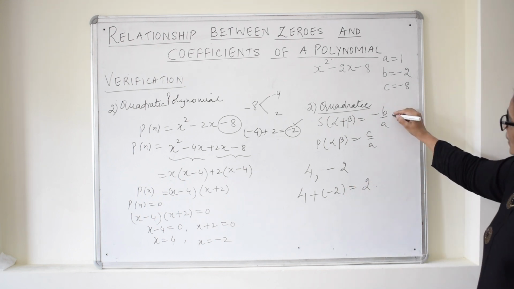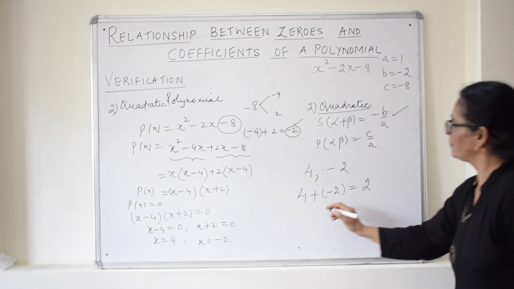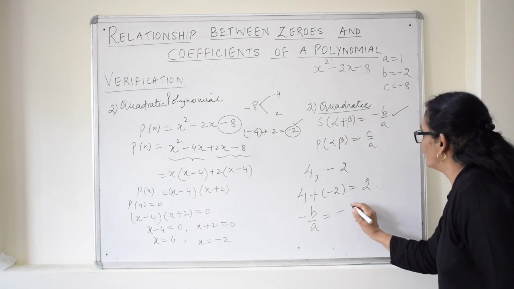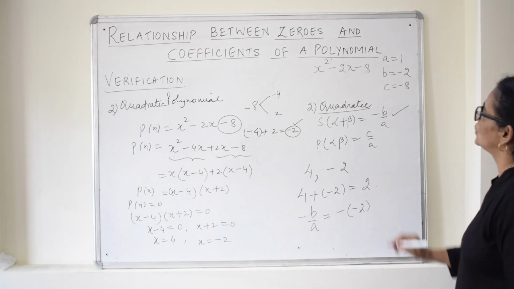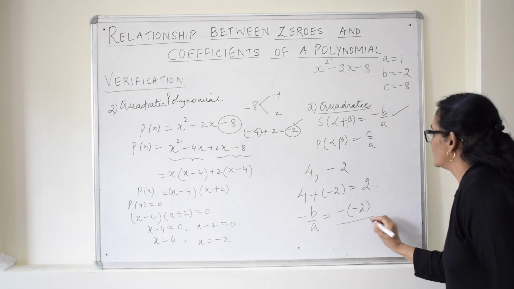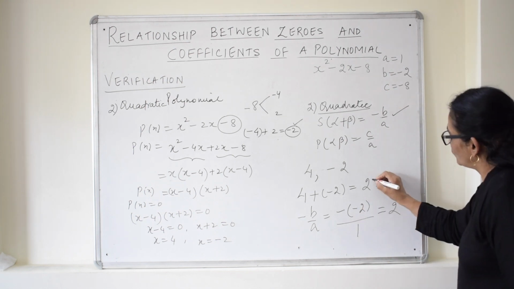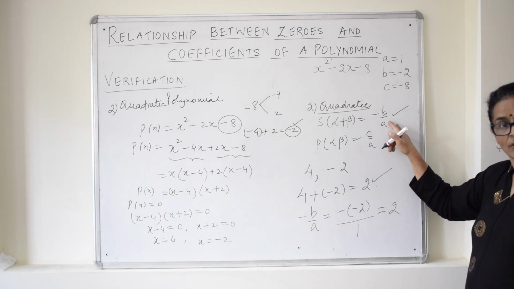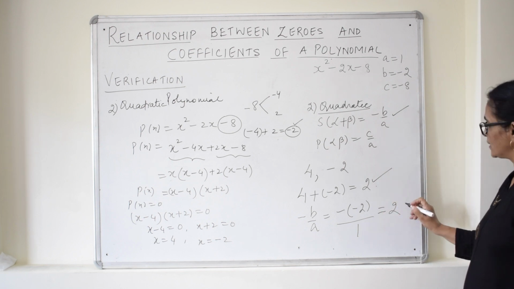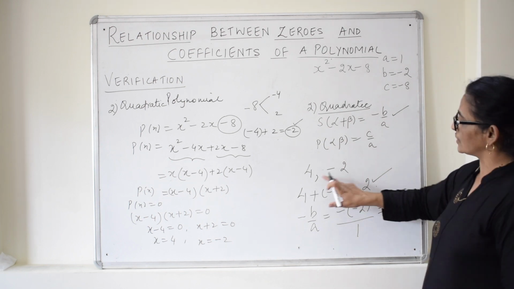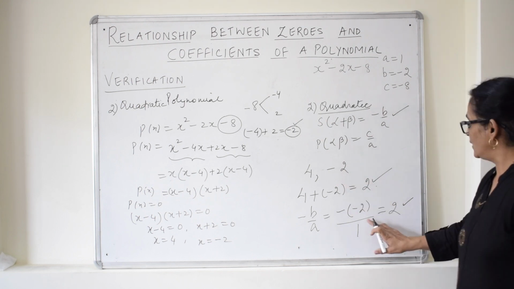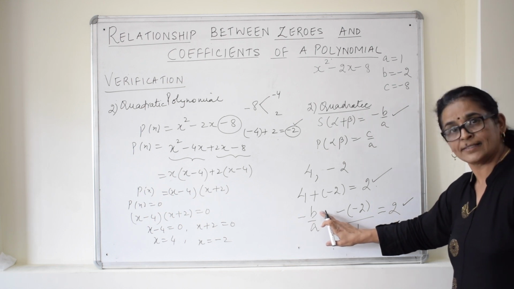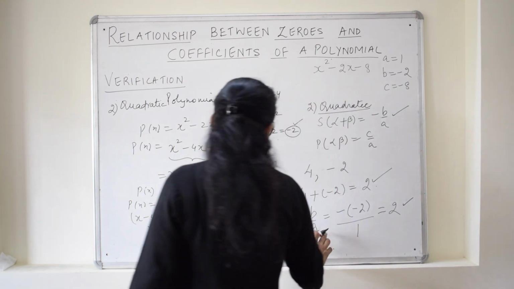And the sum should be minus b upon a. Here minus b upon a will be minus of minus 2. And what is a? 1. So that is equal to 2. So what we have done, the sum, and what we have applied, the relation, are coming the same. It means it is verified that the sum of the zeros of a quadratic polynomial is minus b upon a, meaning minus the coefficient of x upon the coefficient of x square.